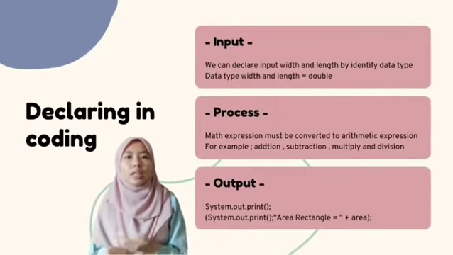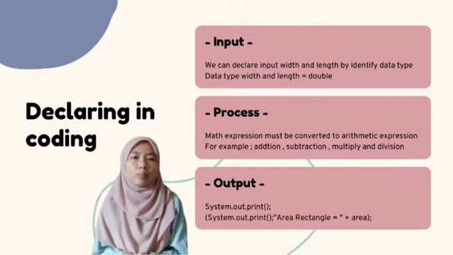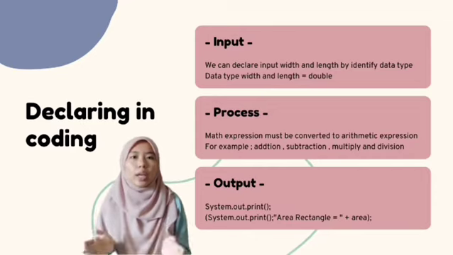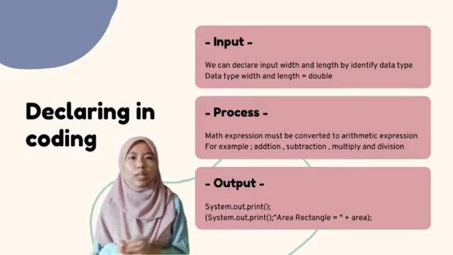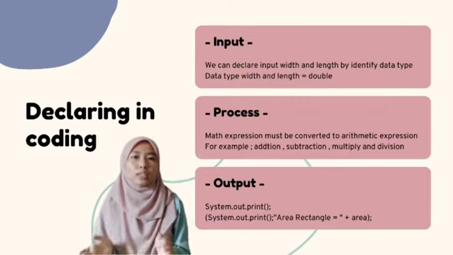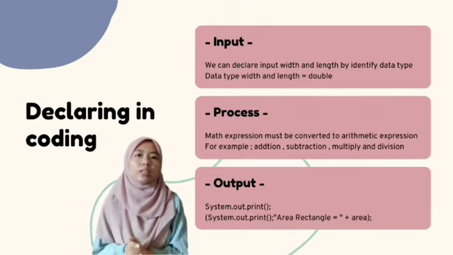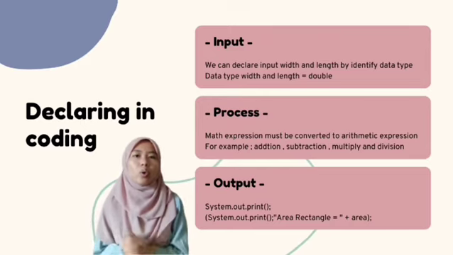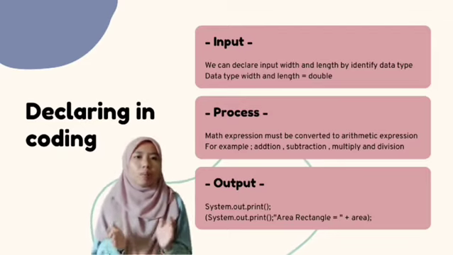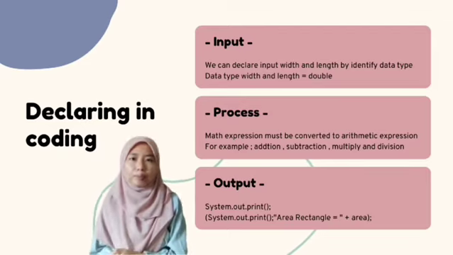The thing I want to highlight in this coding is how to declare the input, formula, and output. For our input, width and length, we can declare it by identifying the data type. So for this input, we can declare it as double. Next, we have to know how to write the formula in Java code. In a Java program, we cannot use math expressions to write multiplication, as a Java program only accepts arithmetic expressions. So you have to remember the arithmetic expressions for addition, subtraction, multiplication, and division to code it.